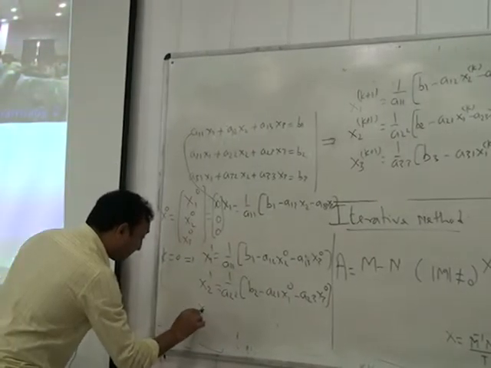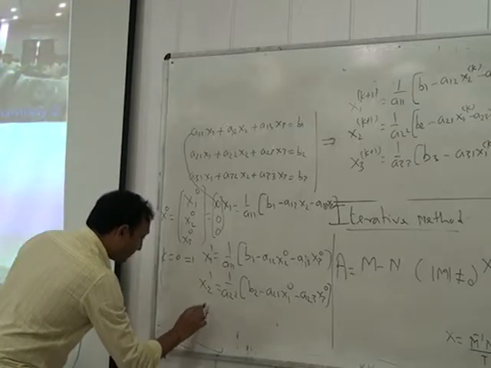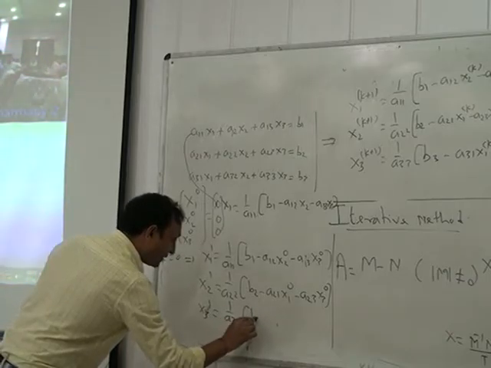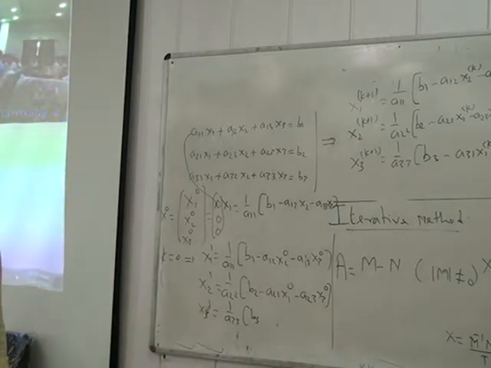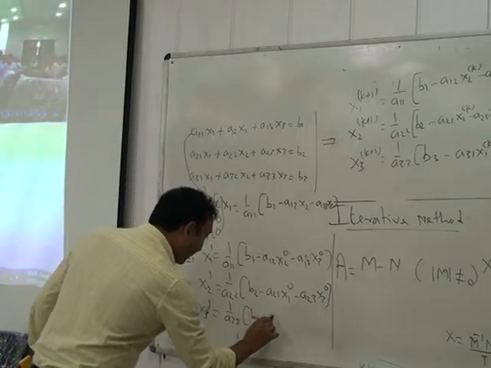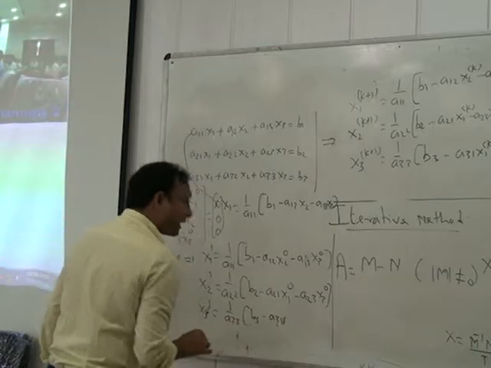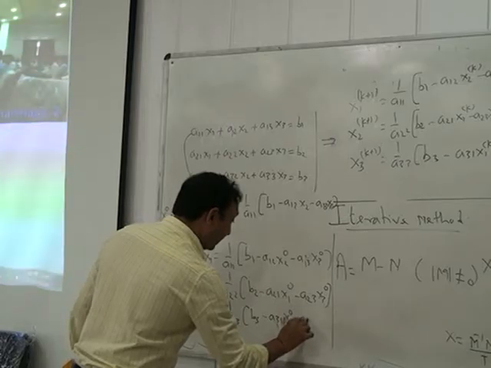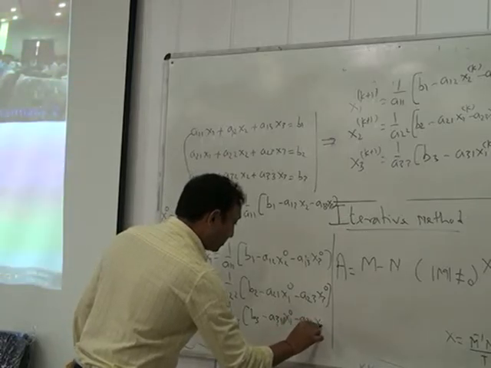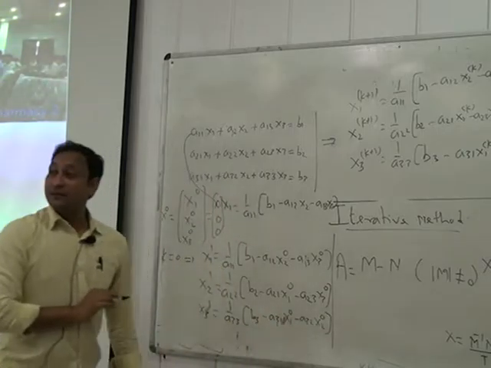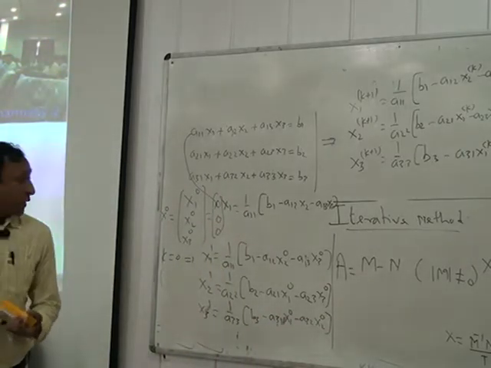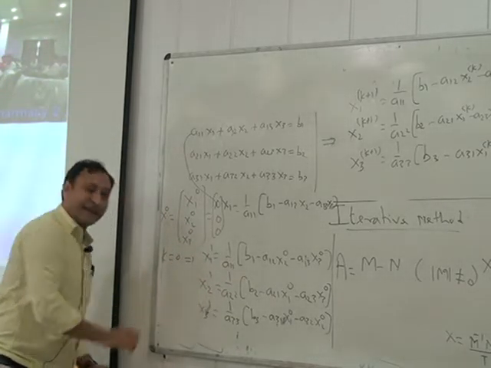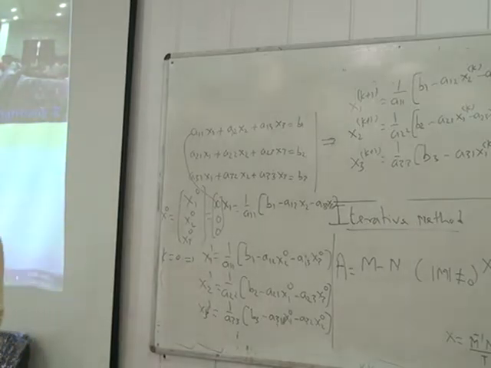Similarly, I go for x3 1. What is 1 by a33? We are doing this blindly, but I'll tell you the logic after that. b3 minus a31 x1 0 minus a32 x2 0, correct? Is it clear to everyone? So I know my x1 0, x2 0, x3 0, so I can compute my x1 1, x2 1, etc.